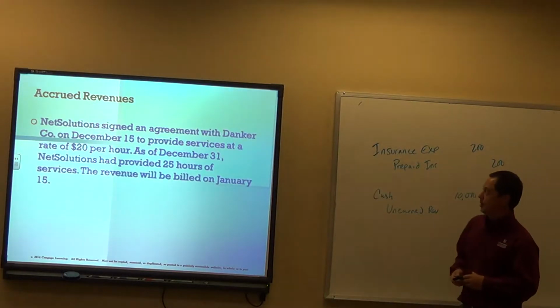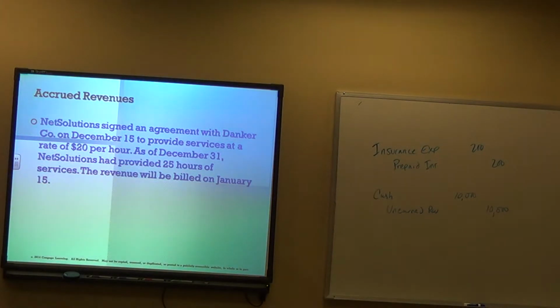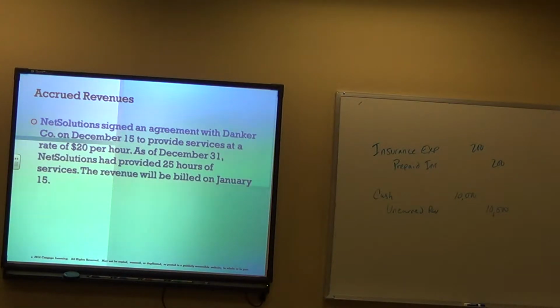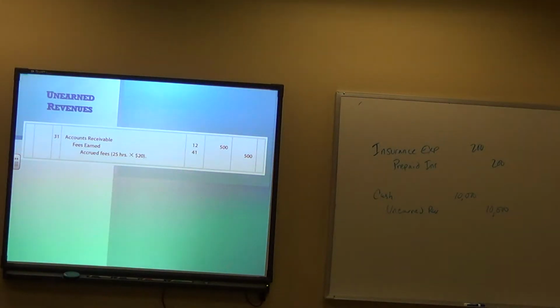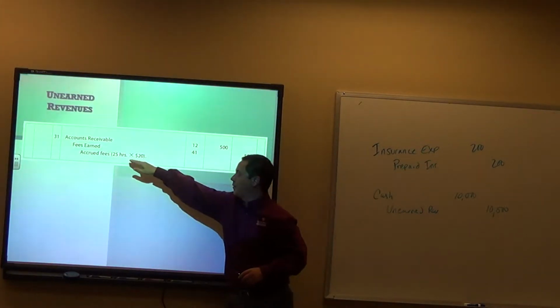Okay, accrued revenues. Here, the company signed an agreement with this company on December 15th to provide services at a rate of $20 an hour. As of that date, they provided 25 hours of service. The revenues will be added to the January 15th bill. So we want to show that we haven't billed them for it, but we've done all this work. To be accurate about showing the information in our financial statements, we need to put that in there. So we have accounts receivable of 500, and then you have fees earned. We've increased that, and basically it's 25 hours times 20.